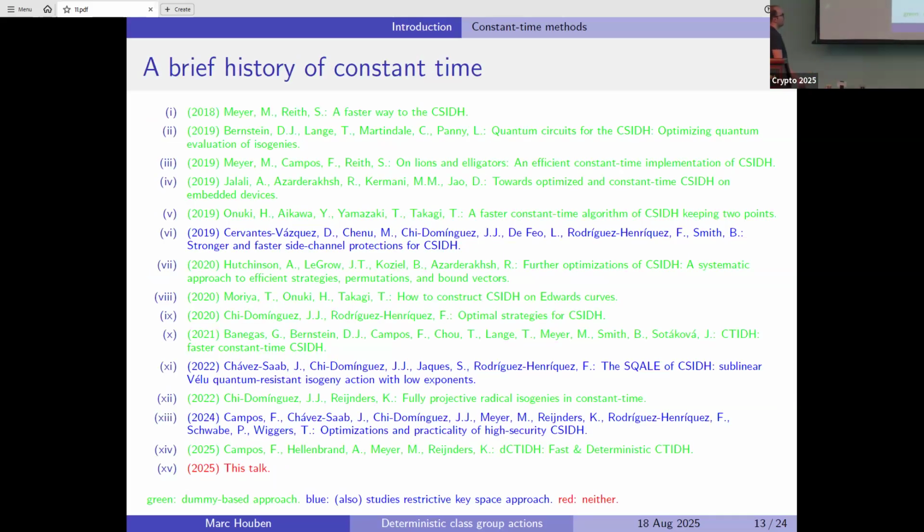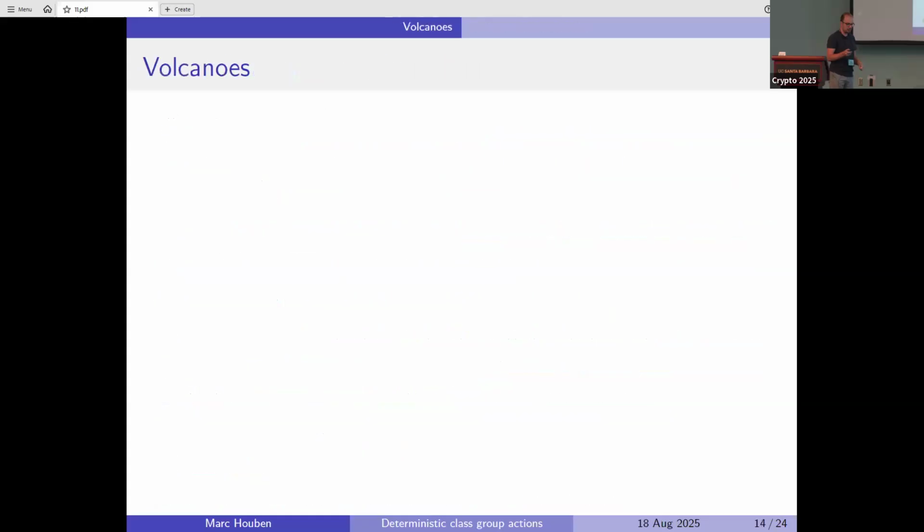So I looked at some papers on this topic on a constant time side. The green ones use some approach of wasteful operation, as I would like to call them. The blue ones also suggest the restricted key space approach. And in this talk, I will try to explain a method that does neither of those. So before I do that, I will change the setting a little bit.